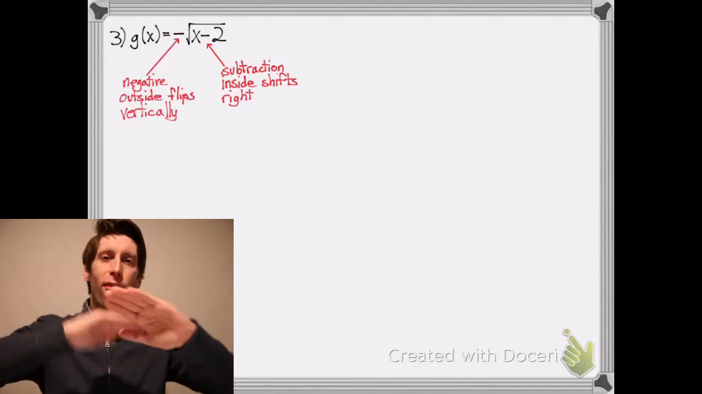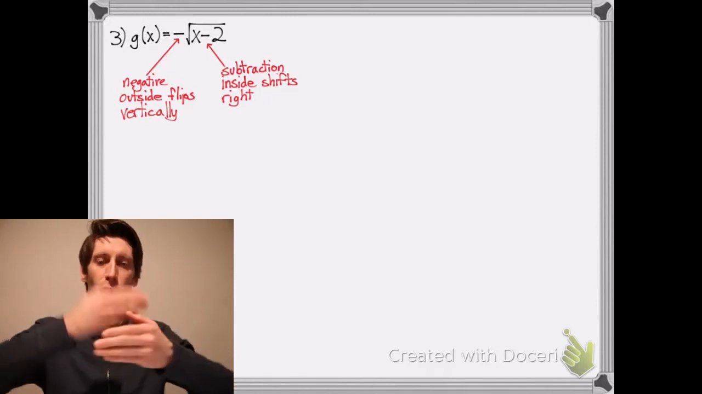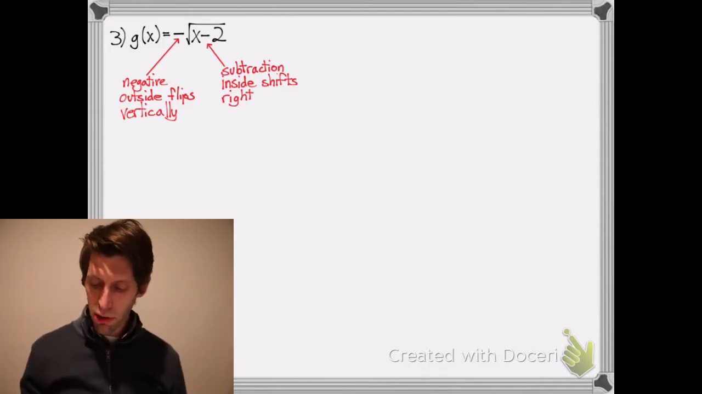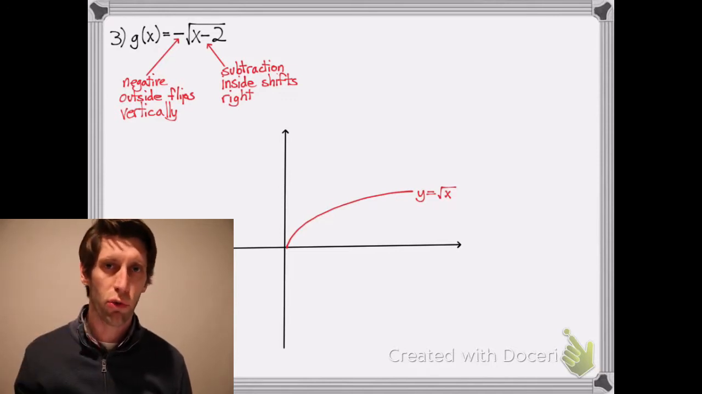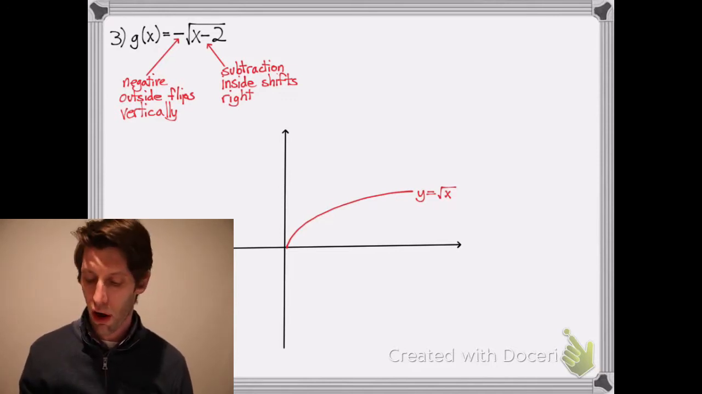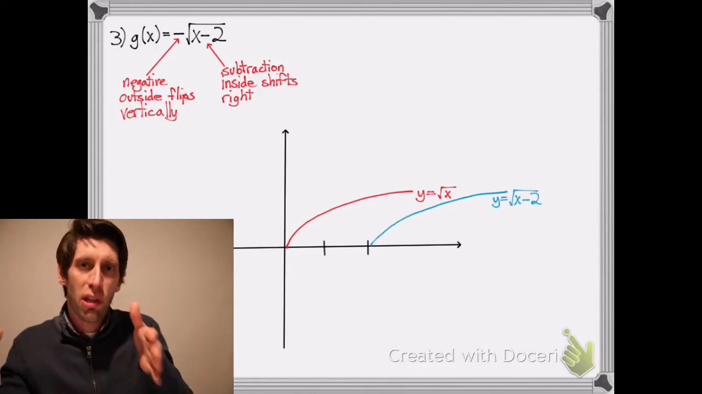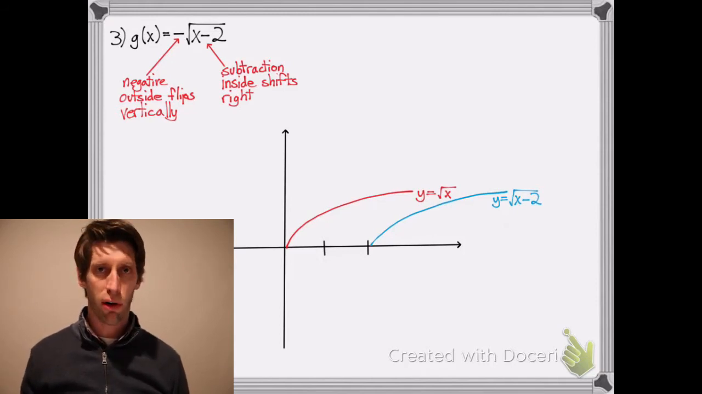Now the negative on the outside here is going to flip vertically. Notice that negative occurs outside of the main operation, so it's going to affect the vertical direction. It's going to flip things vertically. So what I'm going to do here is draw the original basic graph, y equals the square root of x. Notice this is one of the 7 that we started off with. Then I'm going to graph the result of shifting it 2 units to the right. So what I've graphed here in blue is just y equals the square root of x minus 2.